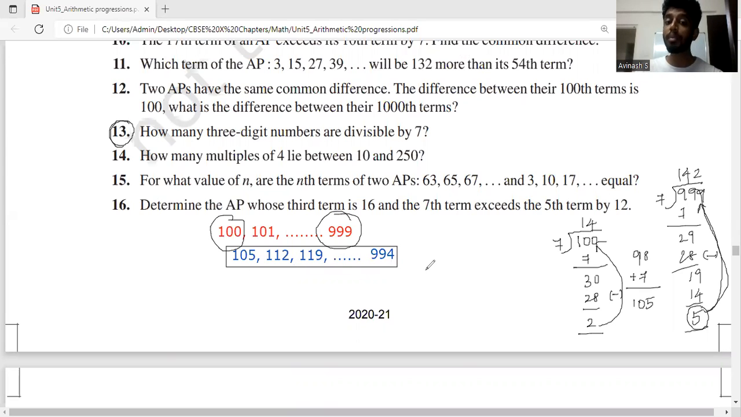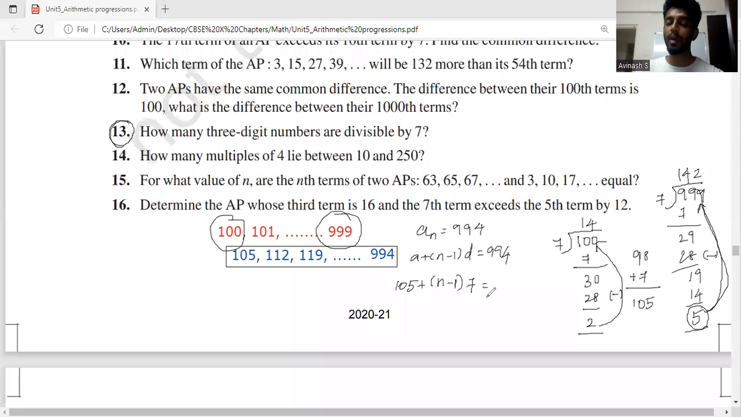Till 994, how many numbers are there? How do we do this? We consider 994 as a_n because that is the last term. Then we use the formula a + (n - 1)d = 994. Here a is the first term, which is 105. And n is what we have to find out, like how many 3-digit numbers are divisible by 7.